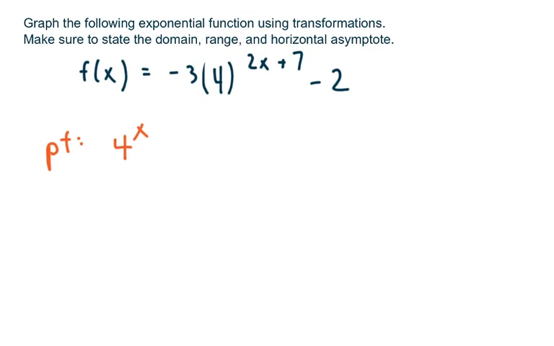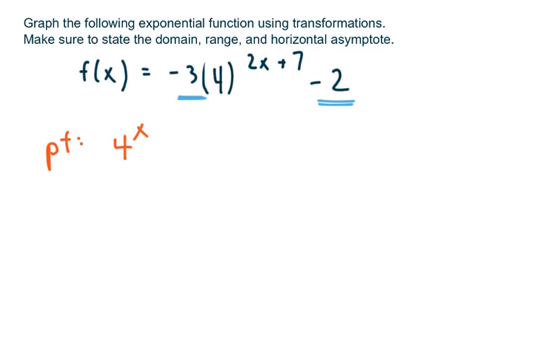Our base is whatever's being raised to the exponent. So we've got 4 to the x. So everything else other than the 4 and the x, that's a transformation. So if we take this -3 and -2, they are on the outside of the function. When transformations are on the outside of the function, and in this case, the function is the exponent, right? This is an exponential function, so the function is the exponent. When things are on the outside of the function, they're happening vertically.